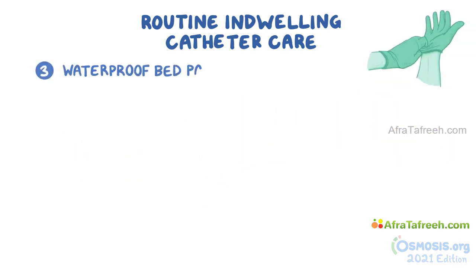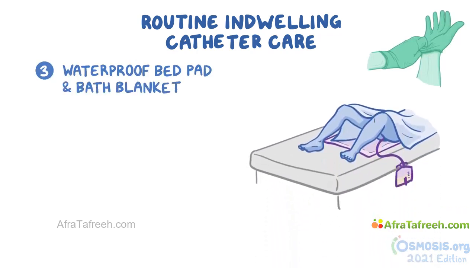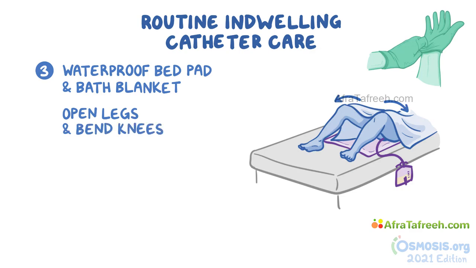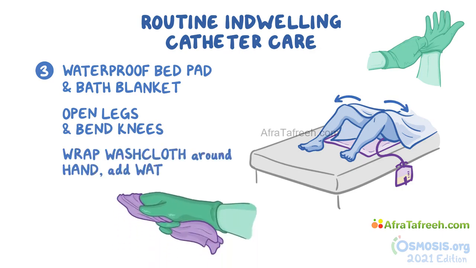Position a waterproof bed pad under the client's buttocks to protect the bed linens and cover them with a bath blanket, exposing only the genital area. Ask them to open their legs and bend their knees, if they can. If not, help them to do so. Wrap a washcloth around one hand, wet it with warm water, and apply soap.